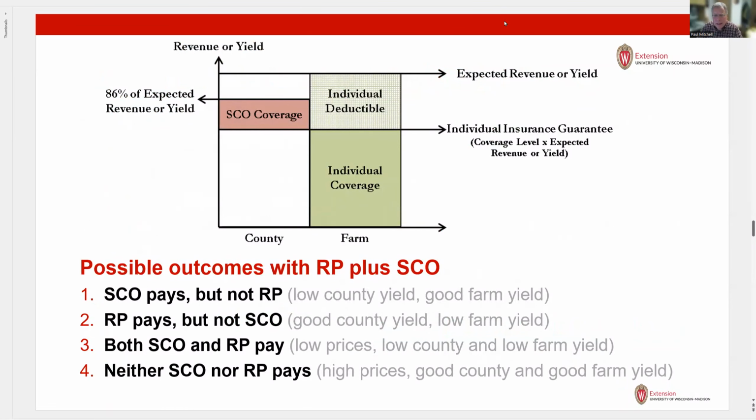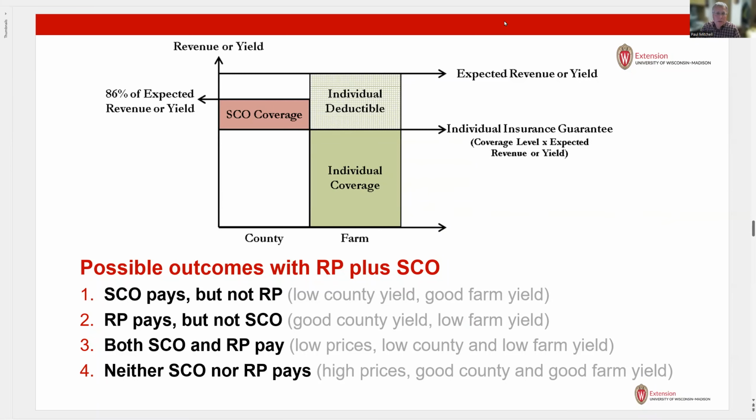Now, here's a little graphic to explain SCO and how it is layering the individual coverage with the county level coverage. The box on the right is the farm level policy, the revenue protection. The vertical axis is the amount of revenue. And so the first dark part is your traditional, say, 75% coverage. That's your coverage, which you're buying with your revenue protection policy. That next dashed area is the deductible. The first 25% of losses, say if you bought 75%, the first 25% of losses below your expected revenue, that is your deductible. You cover those yourself.